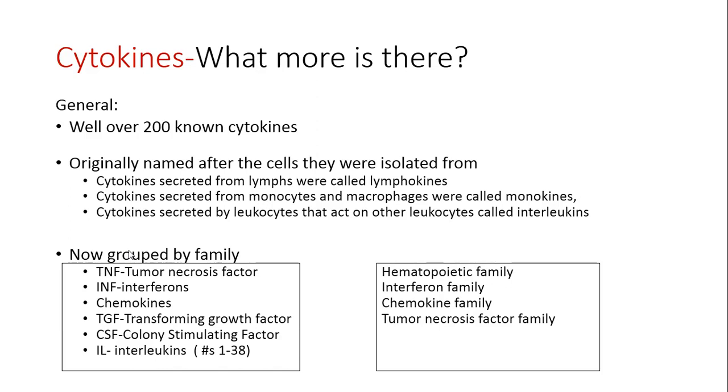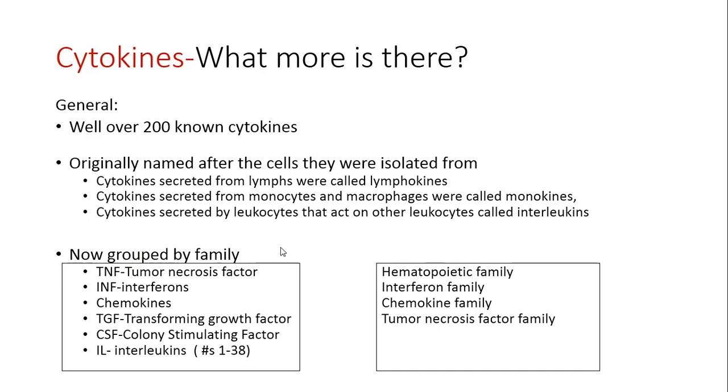The TNF family, the tumor necrosis factor family, interferon family, chemokine, transforming growth factor family, colony stimulating factors. You may see them as the hematopoietic growth factors. In your book, I think, yeah, they call it hematopoietic growth factors in the book, but they're CSF cytokines within that. And then the interleukins, the IL, and they're numbered.